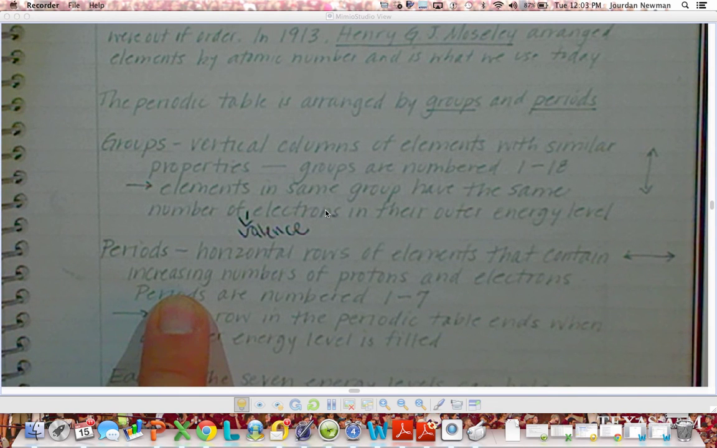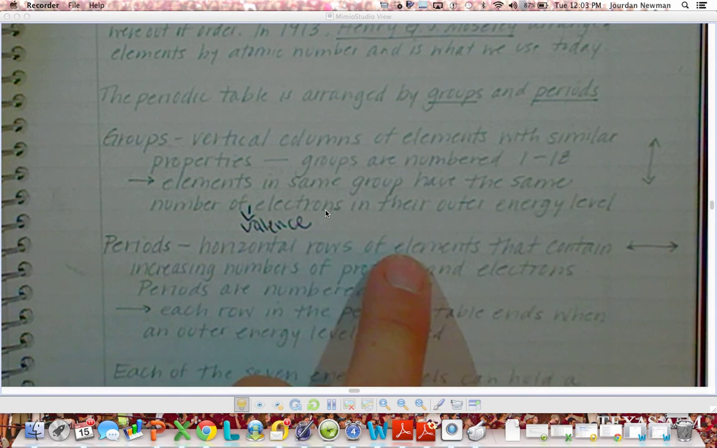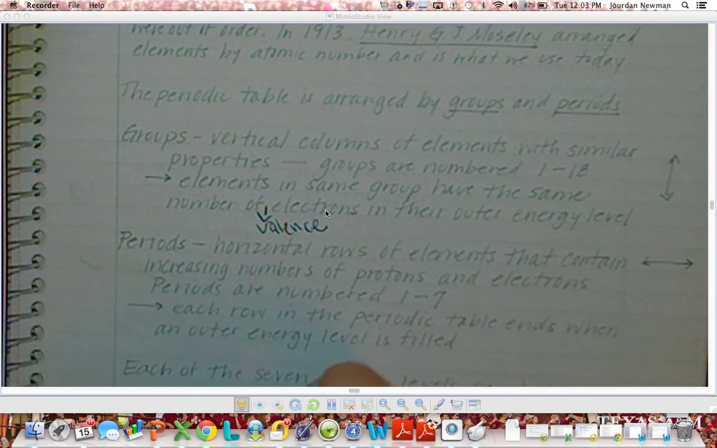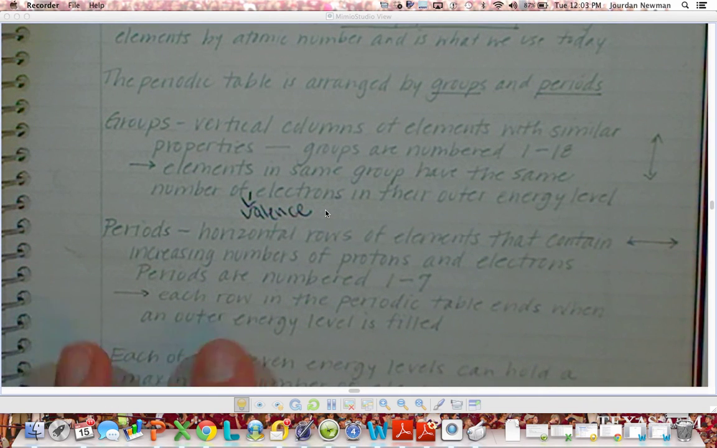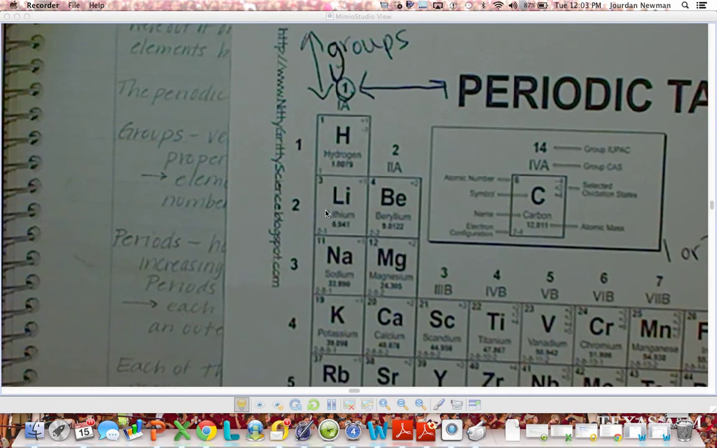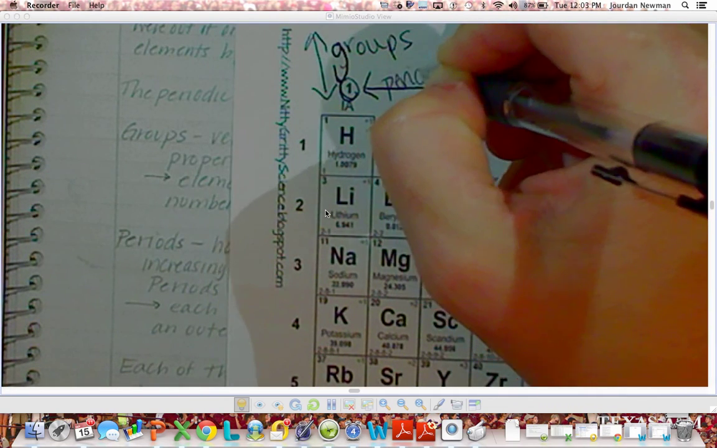Now our periods. Our periods run side to side. Those are our rows. As you go from left to right across the periodic table, our number of protons are going to increase along a period. And our periods also tell us how many energy levels we're going to have. So our periods are here. Our periods run side to side.